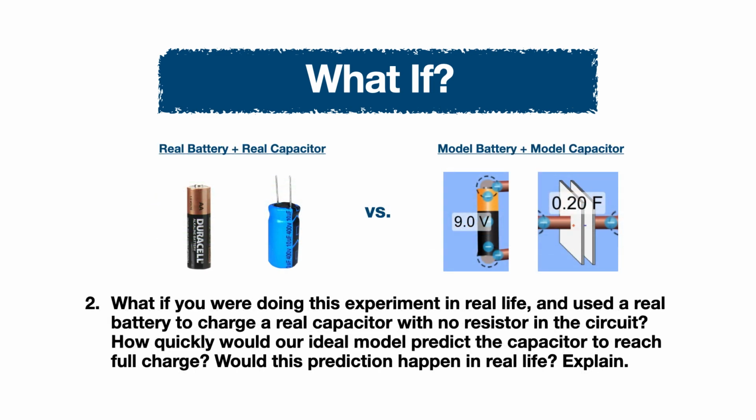In the ideal model, where wires are assumed to have no resistance, the capacitor reaches full charge significantly quicker than in real life, since wires, capacitors, and batteries in real life have resistances that will slow down how quickly the real-life capacitor can be charged.